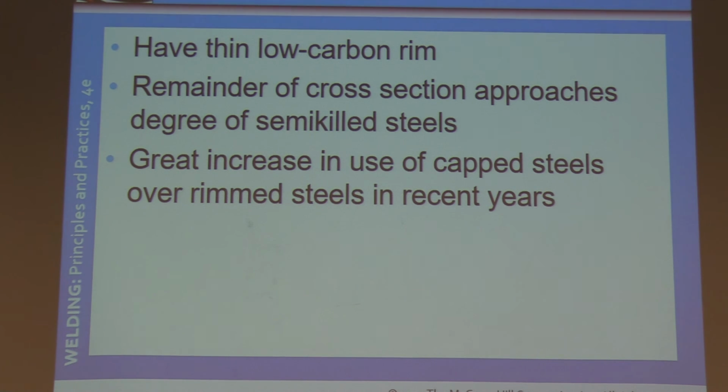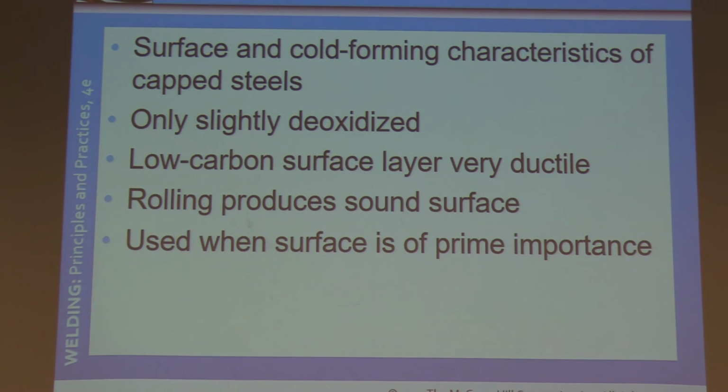The duration of the deoxidization process is curtailed for capped steels so that they have a thin, low carbon rim. That's the main thing I want you to remember. They have a thin, low carbon rim. The remainder of the cross section, however, approaches the degree of uniformity typical of semi-killed steels. This combination of properties has resulted in a great increase in the use of capped steels over rim steels in recent years. Rim steels have the surface and cold forming characteristics of capped steels.